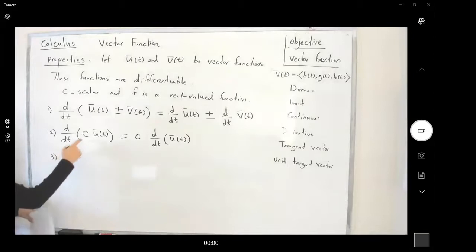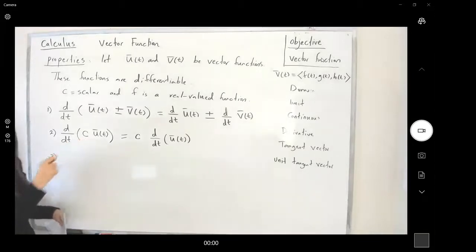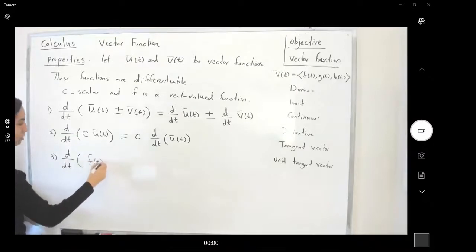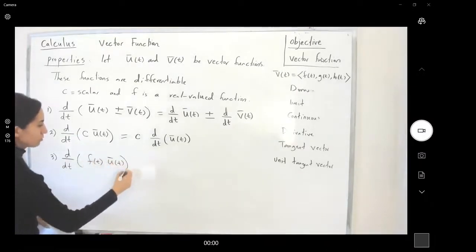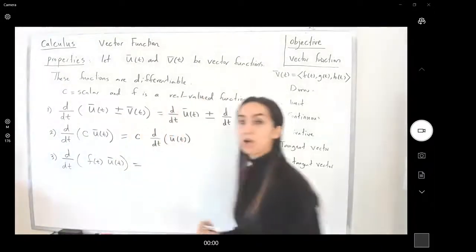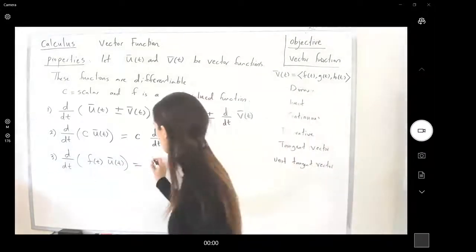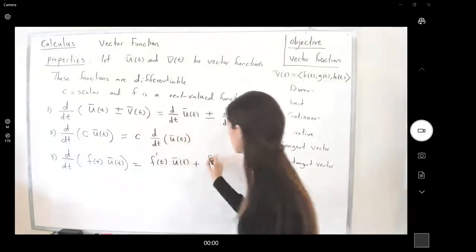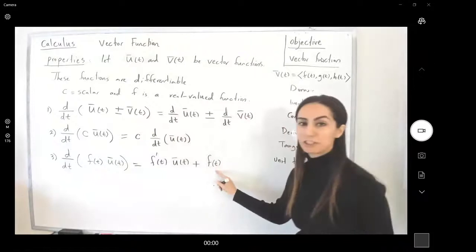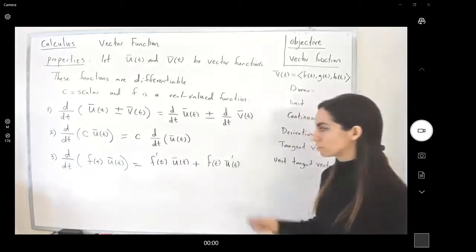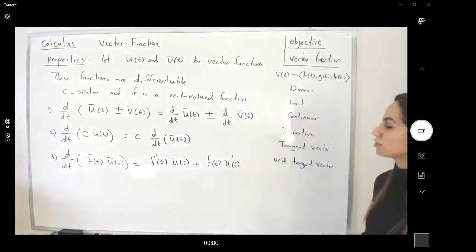In the case that this is replaced by a real valued function like f of t, and you want to find the derivative of f of t times u of t, we're actually applying the product rule. We have the derivative of f times u of t plus the function f itself times the derivative of your vector valued function. So what we learned in elementary calculus using the product rule.